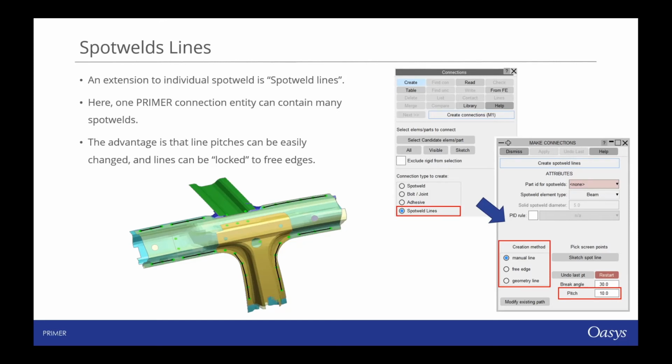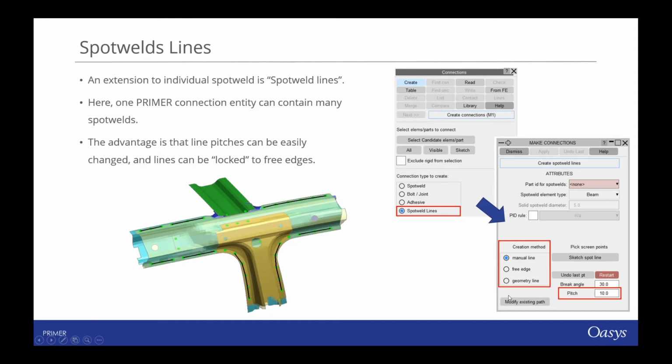Moving on to spot weld lines. These are an extension to individual spot welds. Basically, when you create a spot weld line, although you will create multiple spot welds, there will only be one Primer connection entity associated to the suite of spot welds within that line. So it's created in the same connections panel under spot weld lines. It's different to the line method of picking. It is a particular connection type.